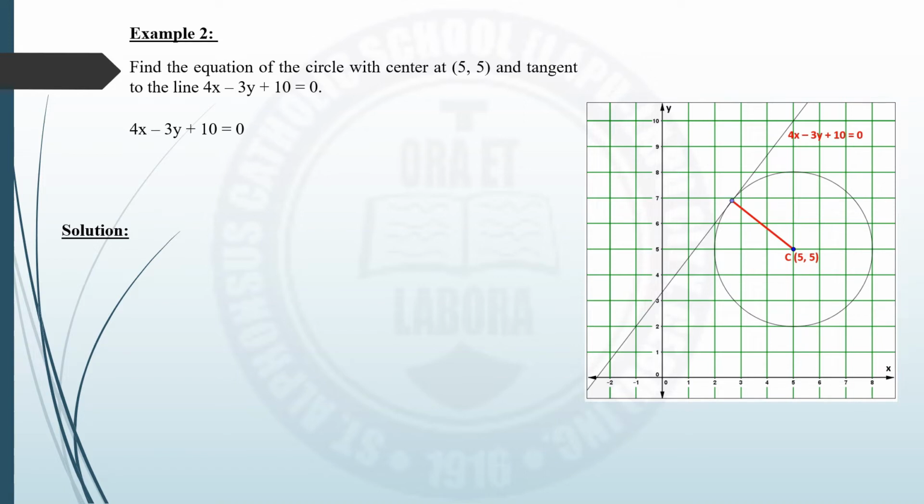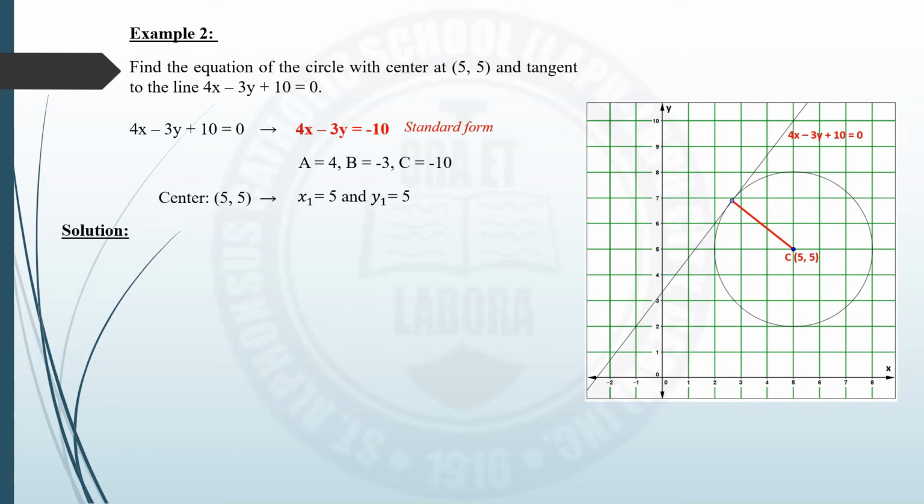So, we need to transpose 10 to the right side of the equation, and it will become 4x minus 3y equals negative 10, in which a is equal to 4, b is equal to negative 3, and c is equal to negative 10. The coordinates of the center of the circle are (5, 5), which we can label as x sub 1 and y sub 1. So x sub 1 is equal to 5 and y sub 1 is equal to 5 as well.